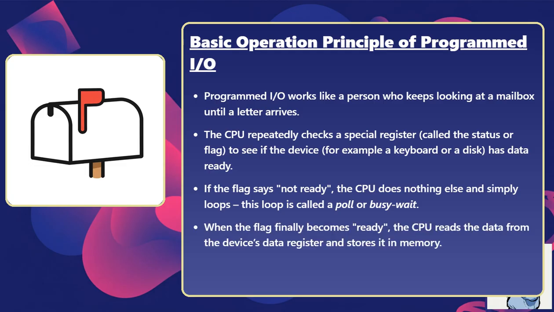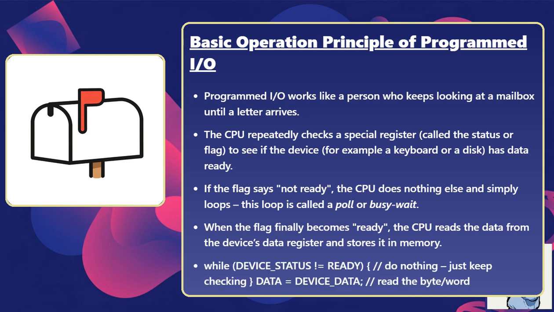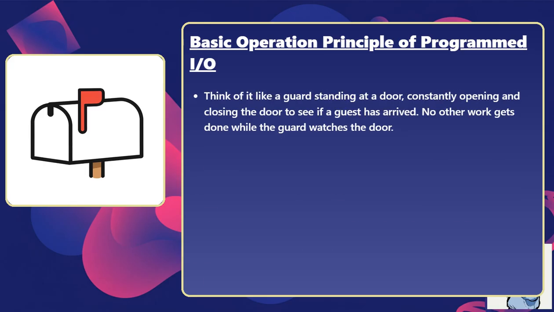When the flag finally becomes ready, the central processing unit reads the data from the device's data register and stores it in memory. While device status not equal to ready, do nothing, just keep checking. Then data equals device data, read the byte or word. Think of it like a guard standing at a door, constantly opening and closing the door to see if a guest has arrived. No other work gets done while the guard watches the door.